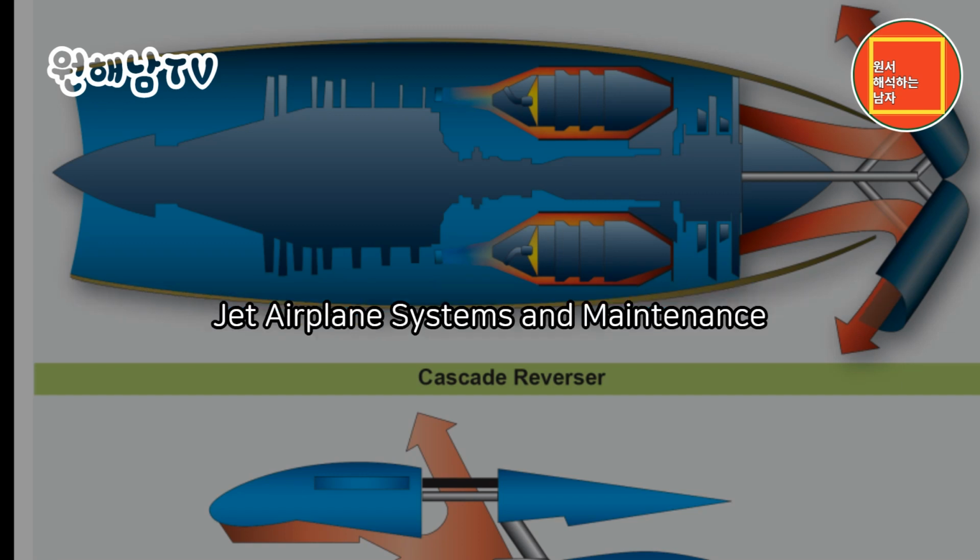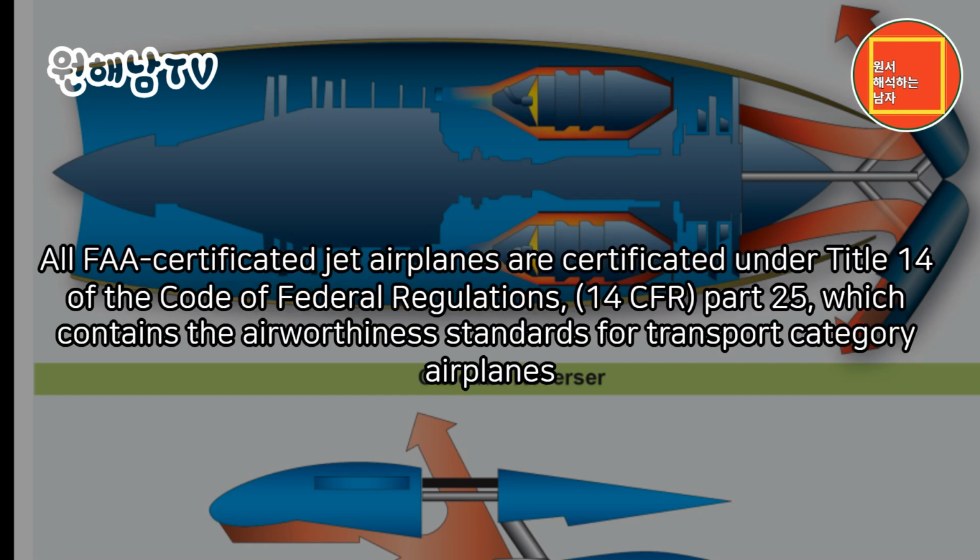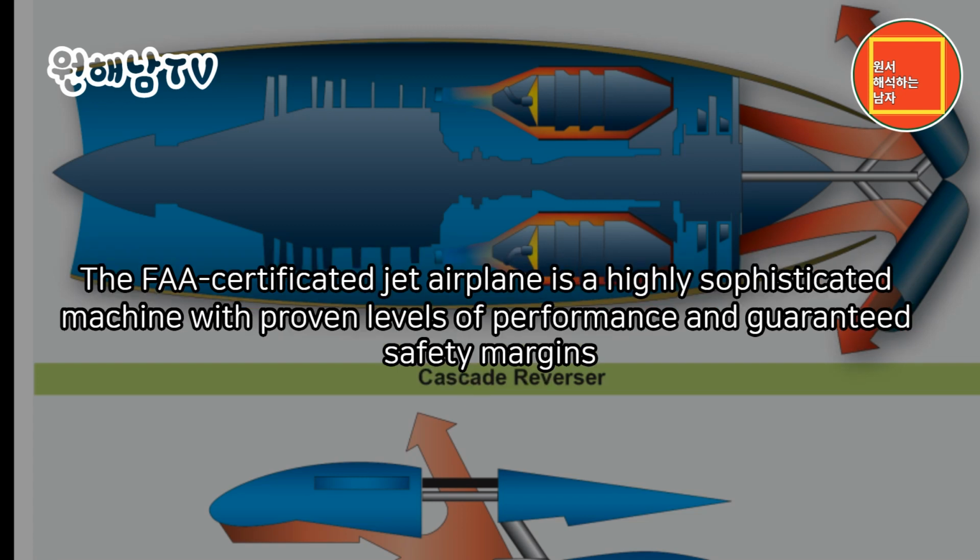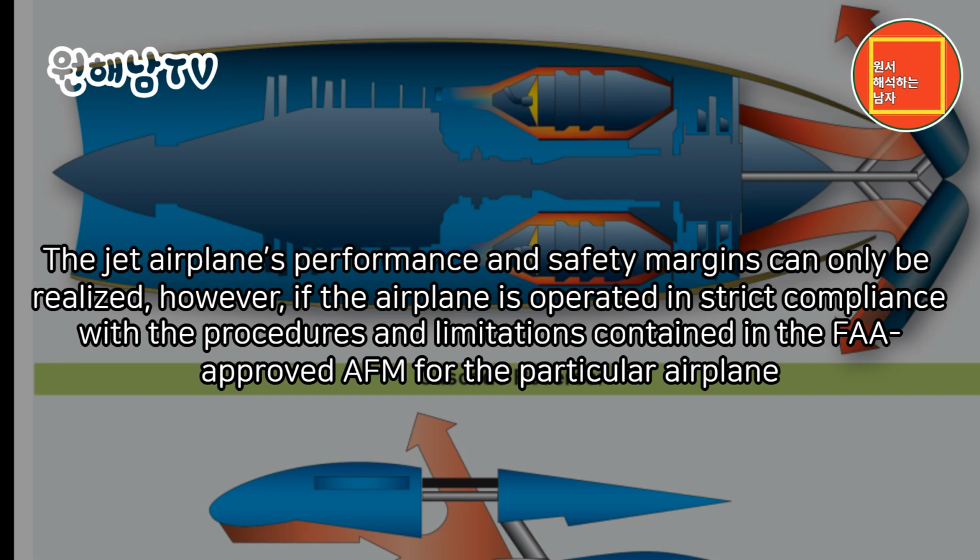Jet airplane systems and maintenance. All FAA certificated jet airplanes are certificated under Title 14 of the Code of Federal Regulations, 14 CFR Part 25, which contains the airworthiness standards for transport category airplanes. The FAA certificated jet airplane is a highly sophisticated machine with proven levels of performance and guaranteed safety margins. The jet airplane's performance and safety margins can only be realized, however, if the airplane is operated in strict compliance with the procedures and limitations contained in the FAA-approved AFM for the particular airplane.